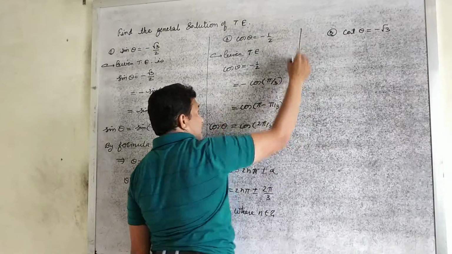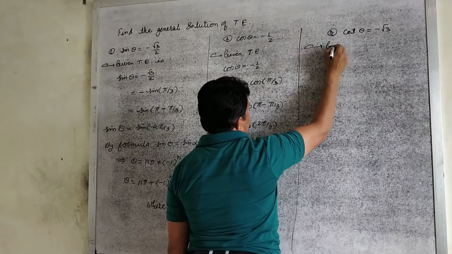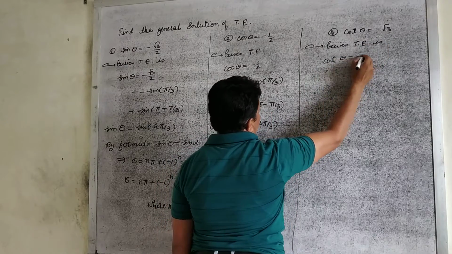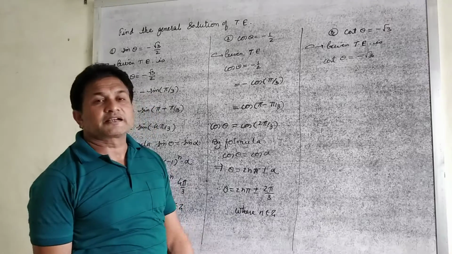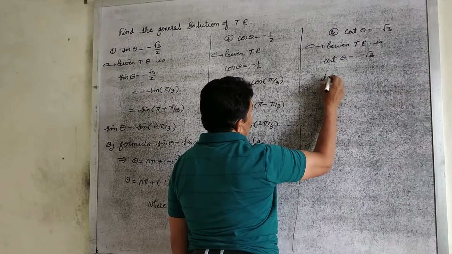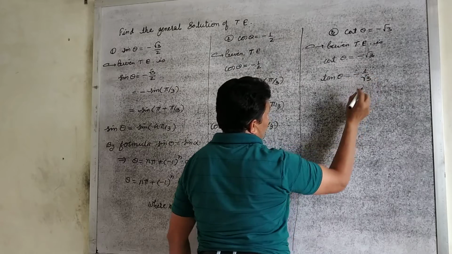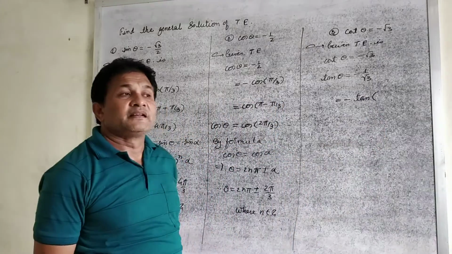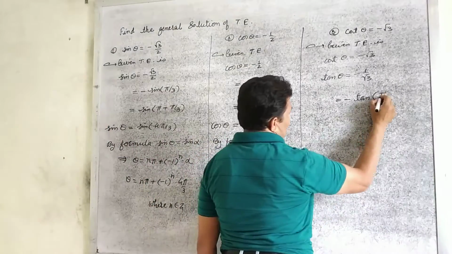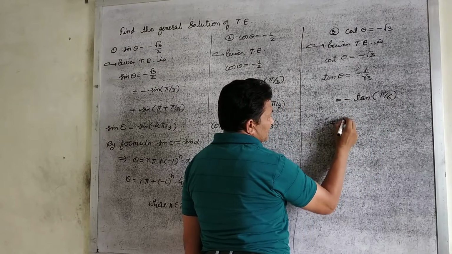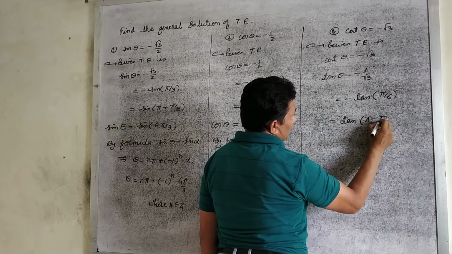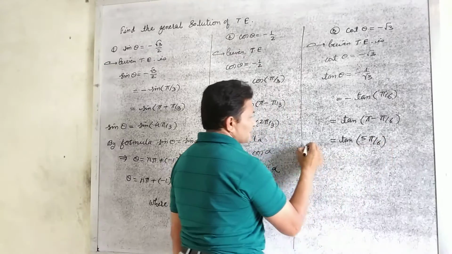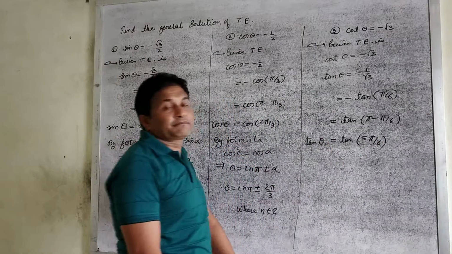And last question, the given trigonometric equation is cot theta equal to minus root 3. Convert cot theta into tan. Therefore tan theta is equal to minus 1 upon root 3. So minus as it is, and 1 by root 3 is the value of tan 30. Tan 30 means tan pi by 6. Now here is minus, convert it into plus. So tan pi minus pi by 6, therefore we get tan 5 pi by 6. So hence we get tan theta equal to tan 5 pi by 6.